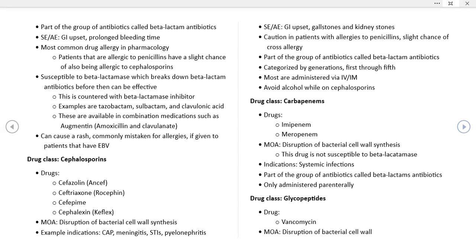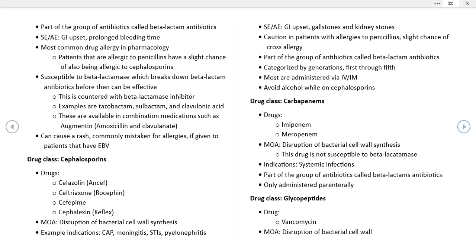Moving on, this is the most common drug allergy in all of pharmacology, so we do want to be very alert for that. Patients that are allergic to penicillins also have a slight chance of being allergic to cephalosporins, which is the next drug class we have. I do want to clarify this for just a second. A patient who is allergic to penicillins has a slightly higher chance versus the rest of the population of also being allergic to cephalosporins. Slightly higher chance.